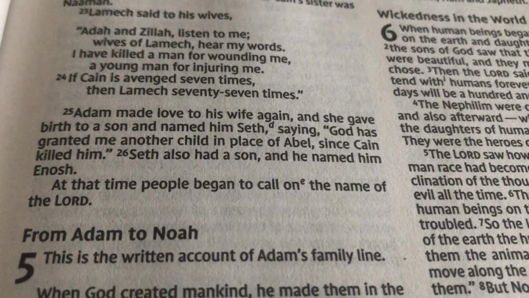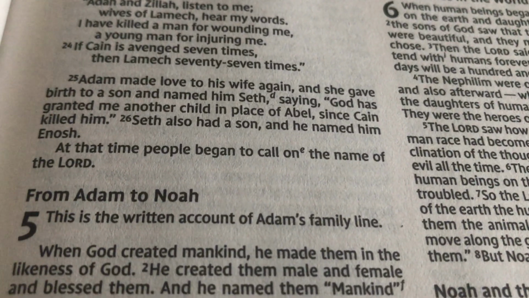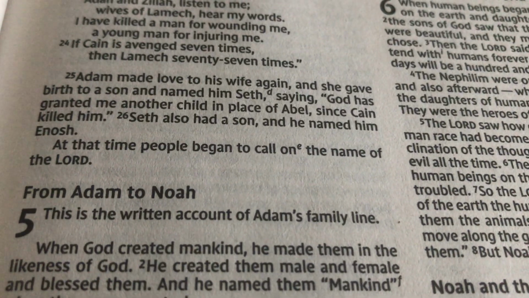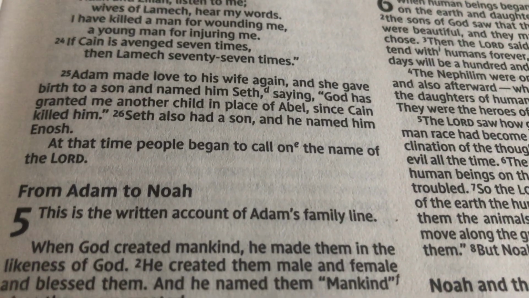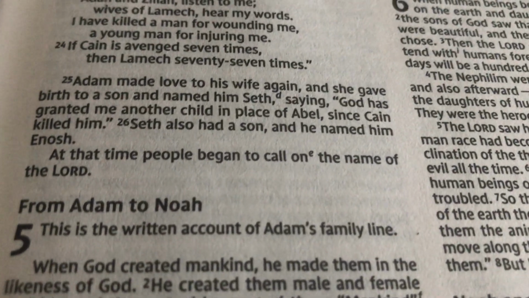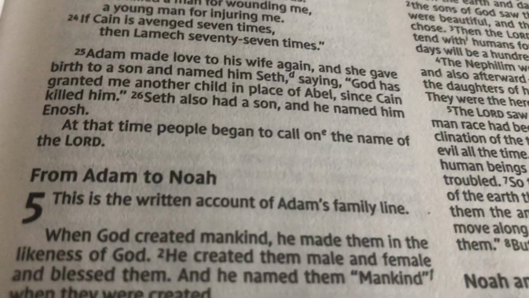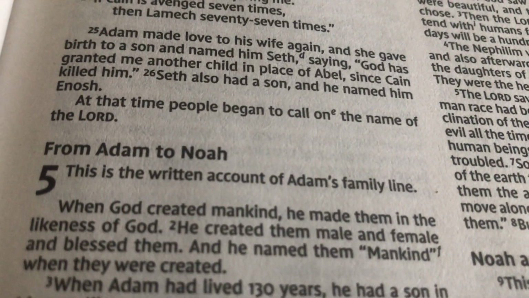Adam made love to his wife again, and she gave birth to a son named Seth, saying, "God has granted me another child in place of Abel, since Cain killed him." Seth also had a son, and he named him Enosh. At that time people began to call on the name of the Lord. From Adam to Noah. Here we go.